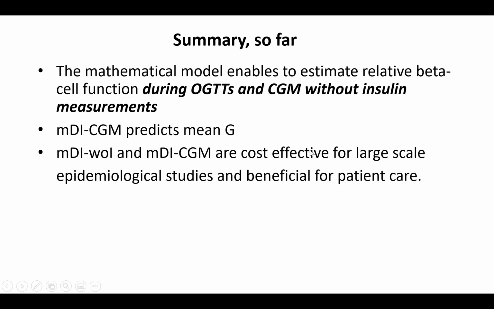Summary so far: the mathematical model enabled us to estimate relative basal function during the OGTT and CGM without insulin. MDI CGM predicts mean glucose. MDI without insulin, MDI and CGM, is really cost effective because it doesn't need insulin, and effective for large scale epidemiology studies, and also potentially beneficial for patient care. Now, the clinical applications.